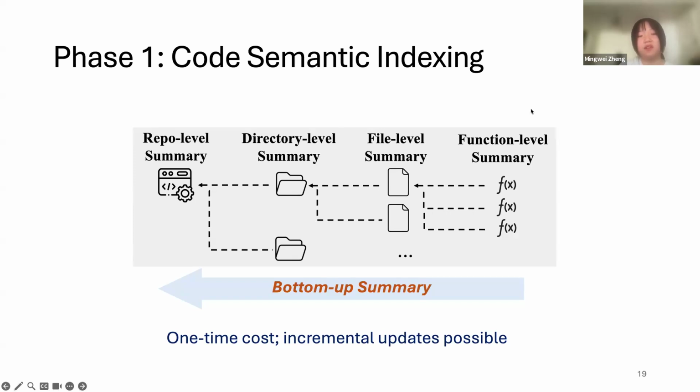After we generate the function-level summarizations, we group them together to generate a file-level summary, again by prompting the language model. Then by grouping these file-level summaries, we get directory-level summaries, and finally repo-level summaries. So this is a bottom-up summarization. This process mirrors the file system structure, but it gives us both fine-grained and high-level views of the whole code base. Very importantly, this indexing is a one-time cost.